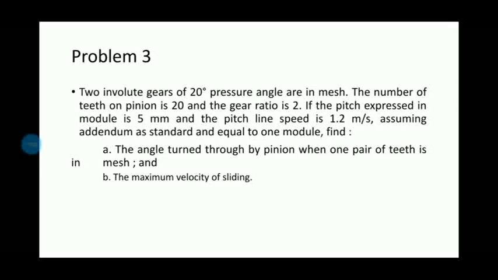Then to find maximum velocity of sliding, you find Kp and Pl separately from the path of contact expression. So probably Kp will be higher, so Kp into omega 1 plus omega 2 will give you maximum velocity of sliding. And how will you find omega 1 and omega 2? You have pitch line speed as 1.2. So 1.2 equals omega 1 into pinion radius, right?